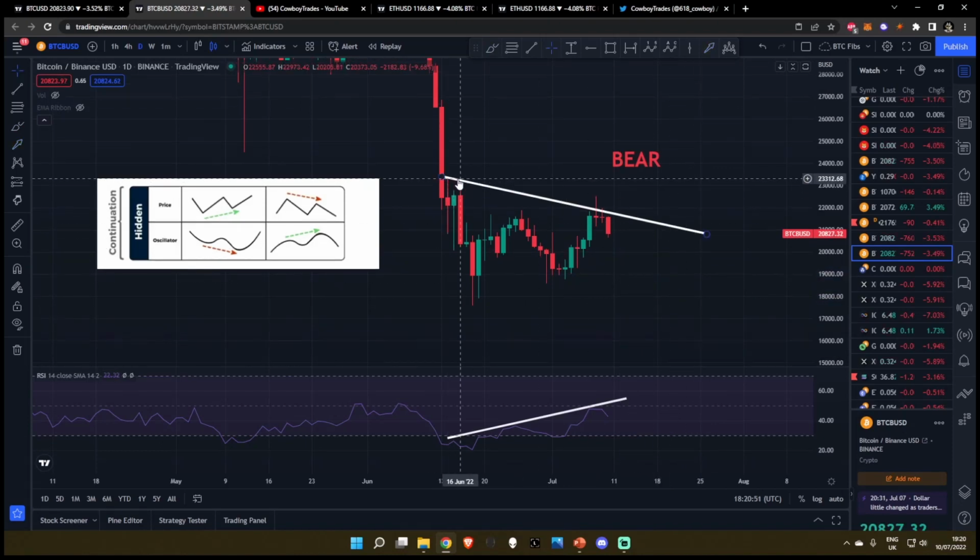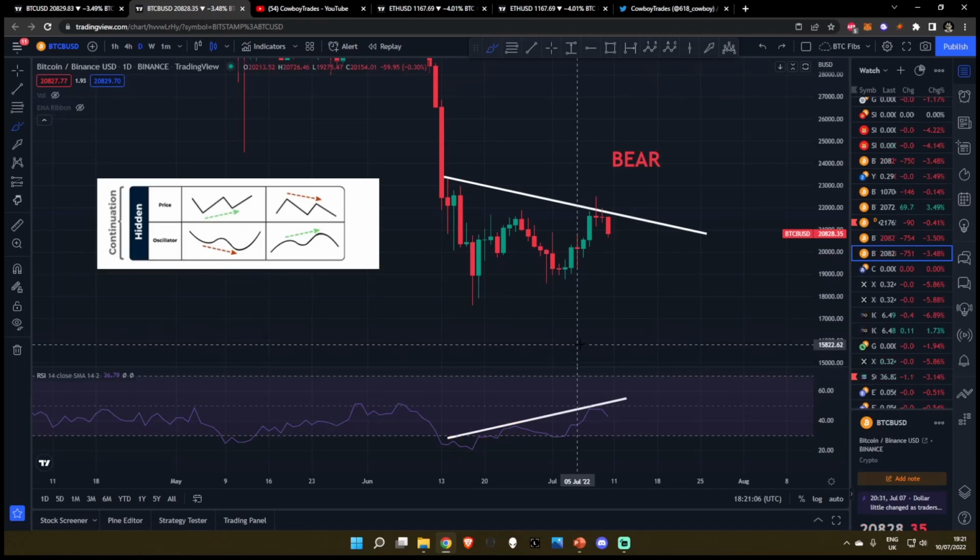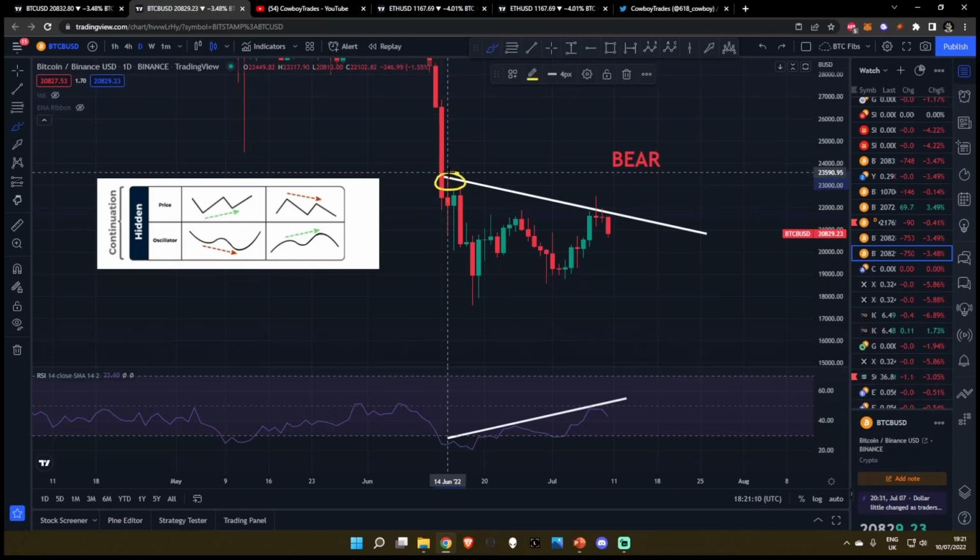Now, while the price action is making lower highs, the oscillator is making higher highs. So down here, you've got a high followed by higher highs, higher highs, and higher highs. Why is this bearish, and why does this make sense from a technical perspective? Well, over here on the price action, let's just call this the local high. When this local high was in place for Bitcoin, the RSI was down here at around 26.